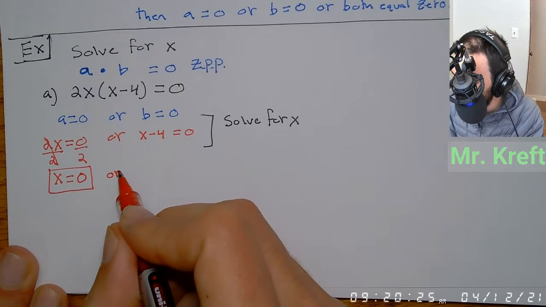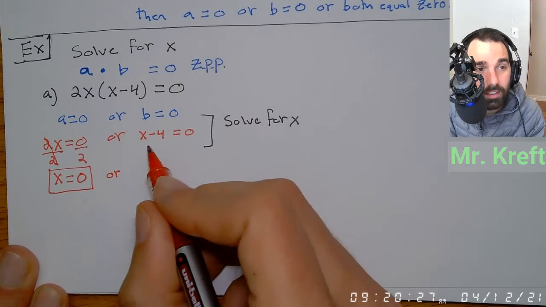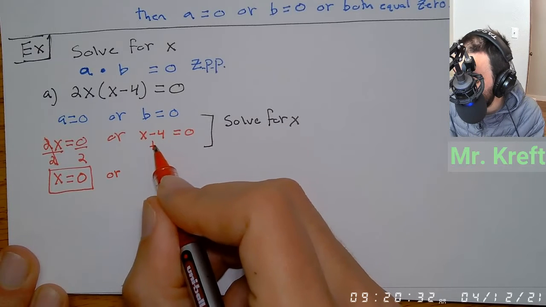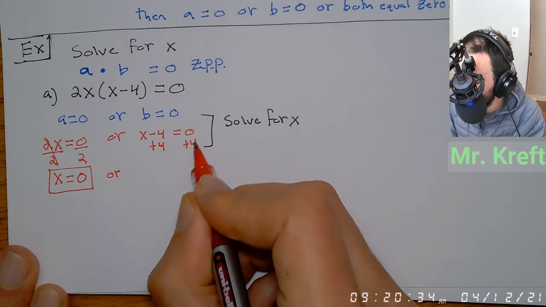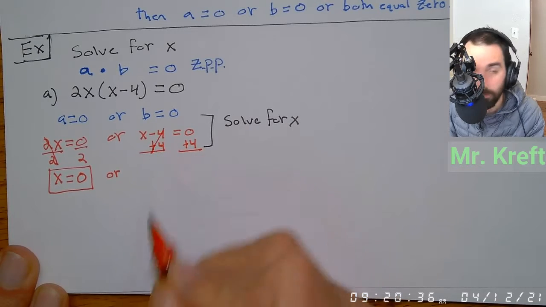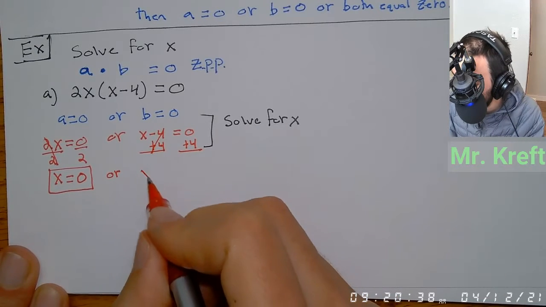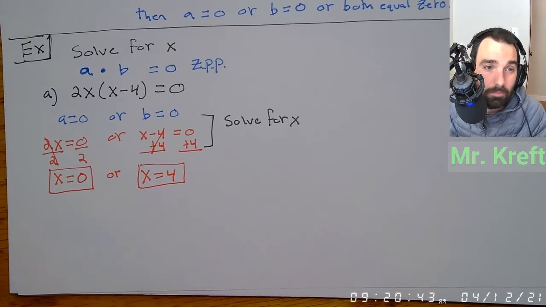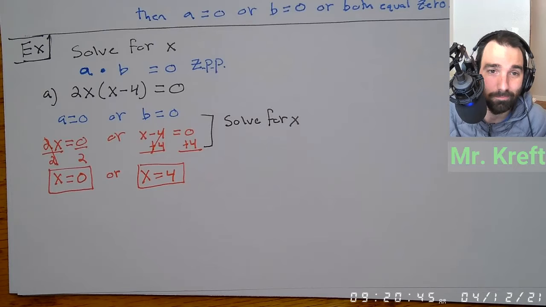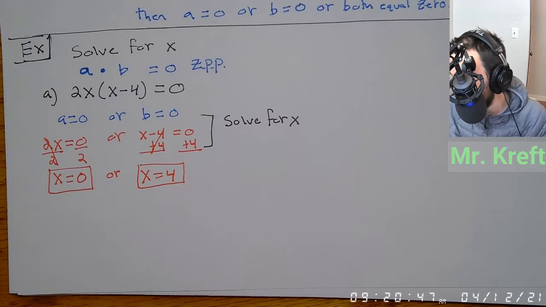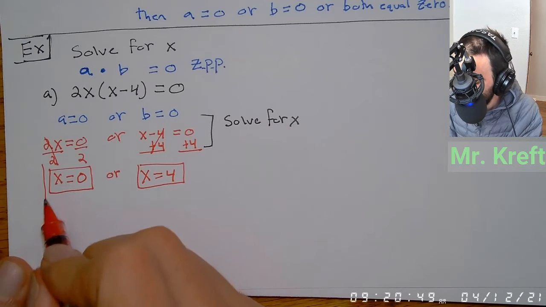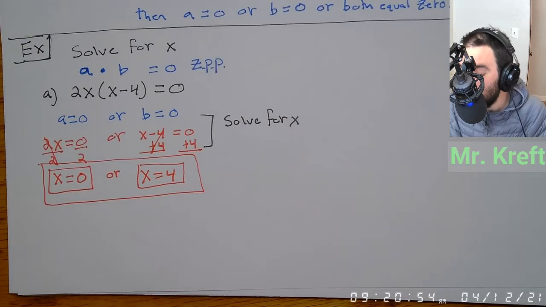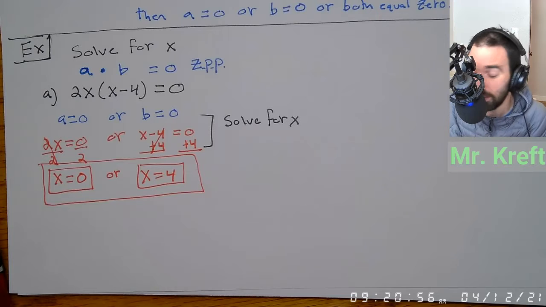So we have x equals 0, or, and then for this one, it's x minus 4. The opposite of minus is add. So I'm going to get x equals 4. Now, those are our two answers. That's it. We have two answers here: x equals 0 or x equals 4.